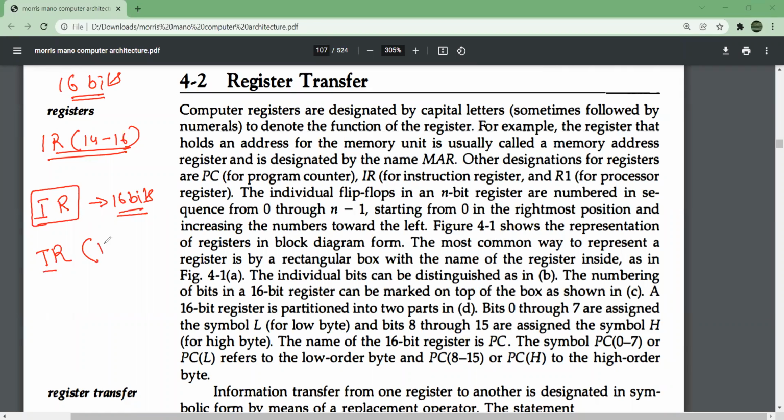But in brackets I write 14 to 16, that means I am only referring to the 3 bits, that is 14, 15 and 16, and I am ignoring the first 13 bits. थोड़ा सा यहाँ पर मिस्टेक है, that we cannot go up to 16, because if you have 16 bits then 16 bits are 0 to 15. We cannot go up to 16, so here we should write 14 to 15. So these are 2 bits and these are 14 bits.